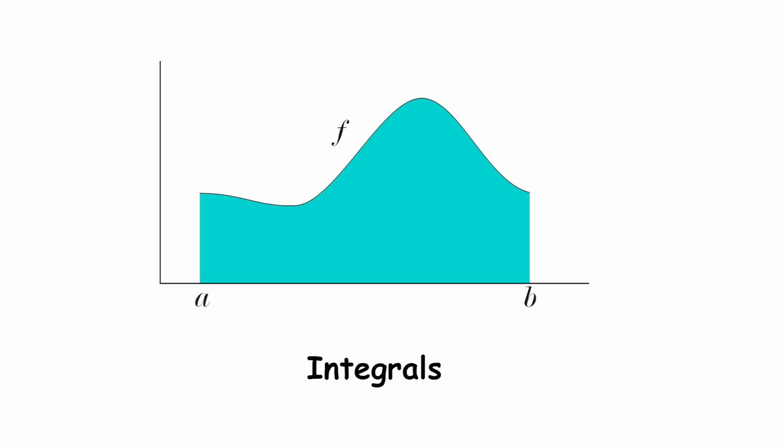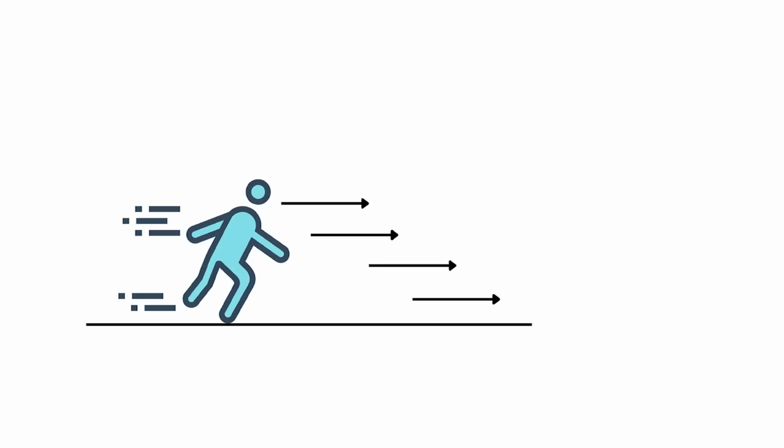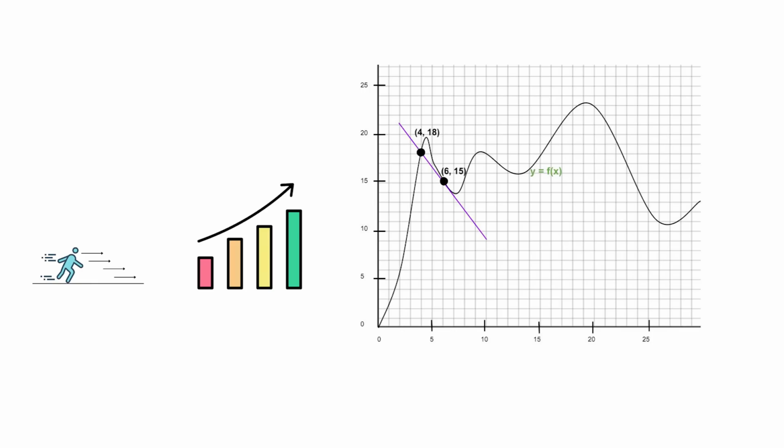For example, if you know your speed over time, you can use an integral to calculate the total distance that you traveled. Together, derivatives and integrals form the foundation of calculus. Calculus is incredibly useful in science and engineering because it allows us to understand and quantify how things change. This is essential for studying motion, growth, rates of change, and much more.